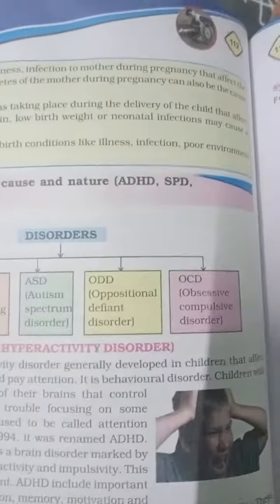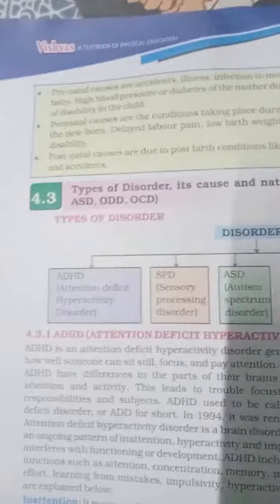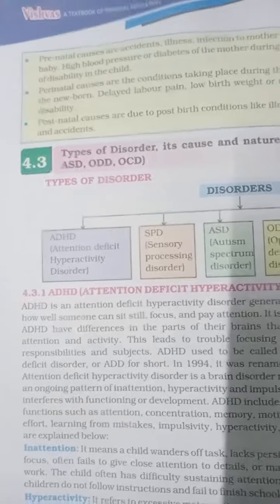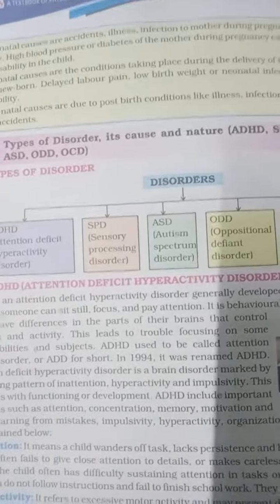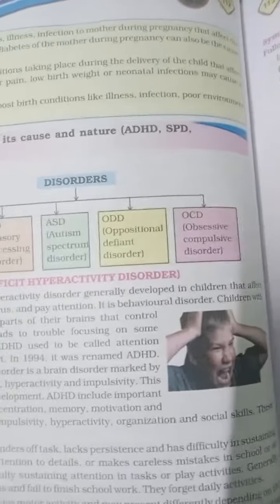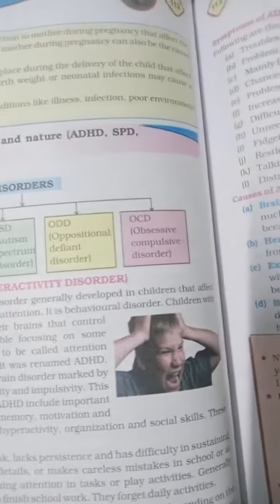Then what are the types of disorders? Disorders are ADHD, SPD, ASD, ODD, OCD. ADHD is attention deficit hyperactivity disorder. SPD is sensory processing disorder. ASD is autism spectrum disorder. ODD is oppositional defiant disorder, and OCD is obsessive compulsive disorder.